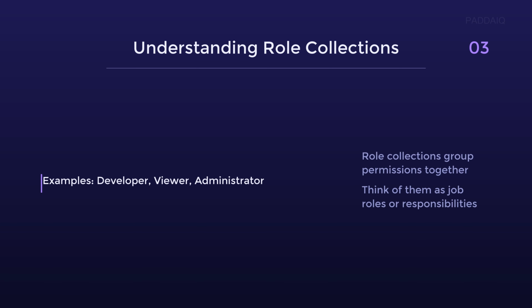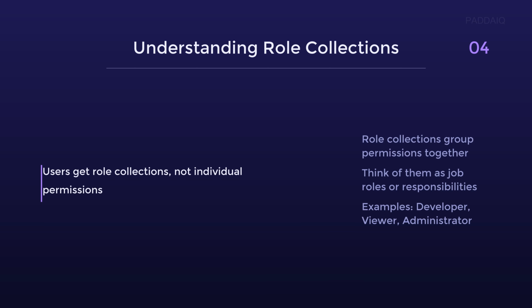Examples: developer, viewer, administrator. These are common role collections that group permissions. For instance, a viewer can only see reports but cannot change them, ensuring they access necessary data without risking modifications. This structure allows precise control over what each user can do within the system.